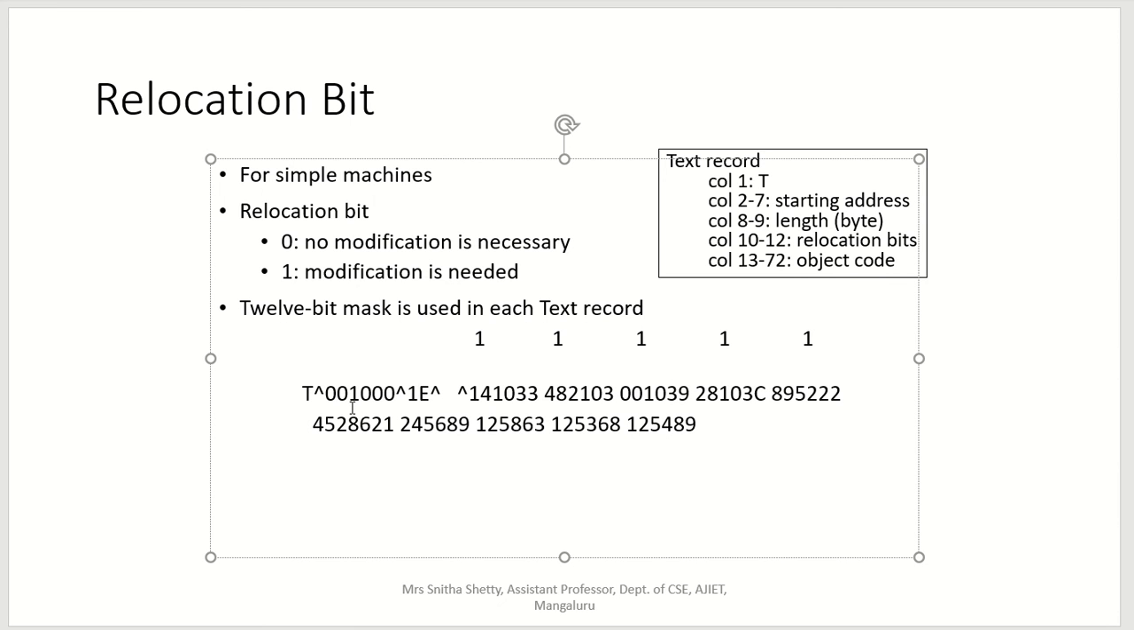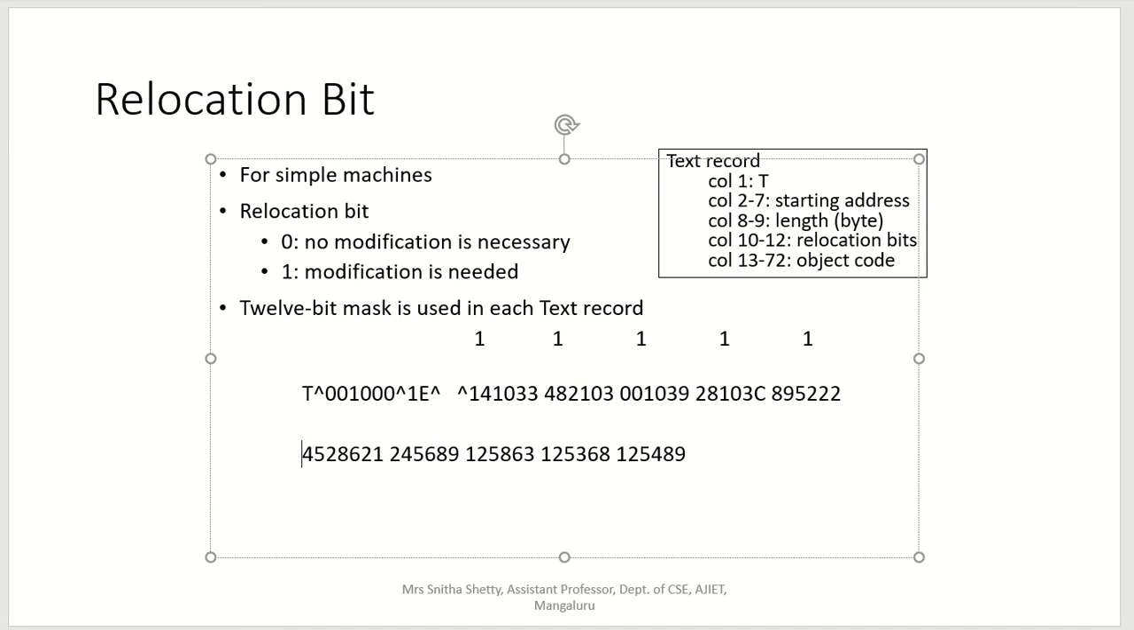Now again I'll come to this place. Assume I'll put one. That means this object code is also modifying, I'll put one. Assume this object code is also modifying, so I'll put one. Again, this is also modifying, one. Again, this object code is also modifying, and finally the last object code is also modifying. Assume all these are modifying.